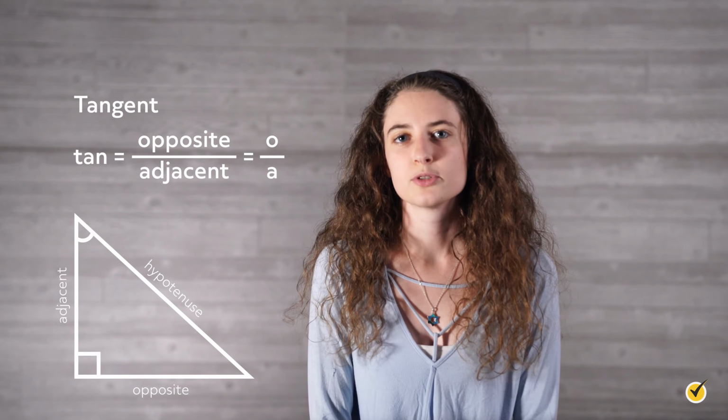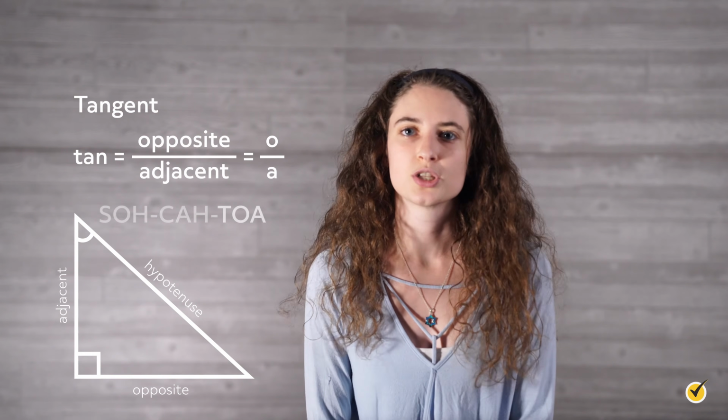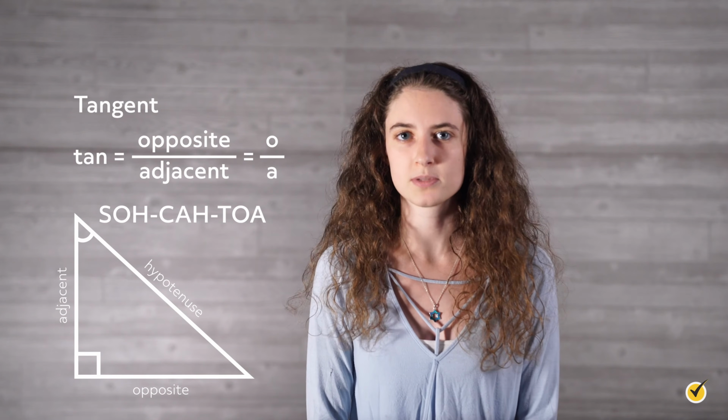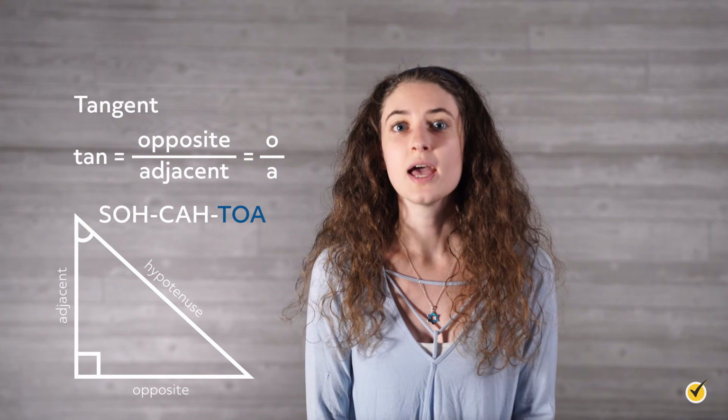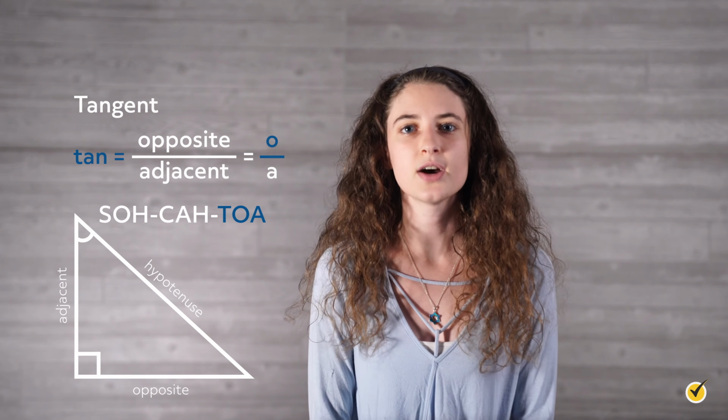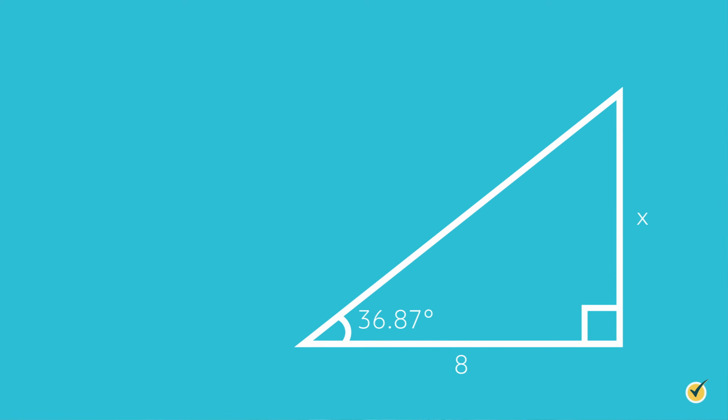If you've studied trigonometry before, you're probably familiar with SOHCAHTOA, which is a way to remember how each of the big three trig functions are formed. The third part of it, TOA, helps us remember that tangent is equal to the length of the opposite side divided by the length of the adjacent side. Let's look at an example problem so we can put this all together.